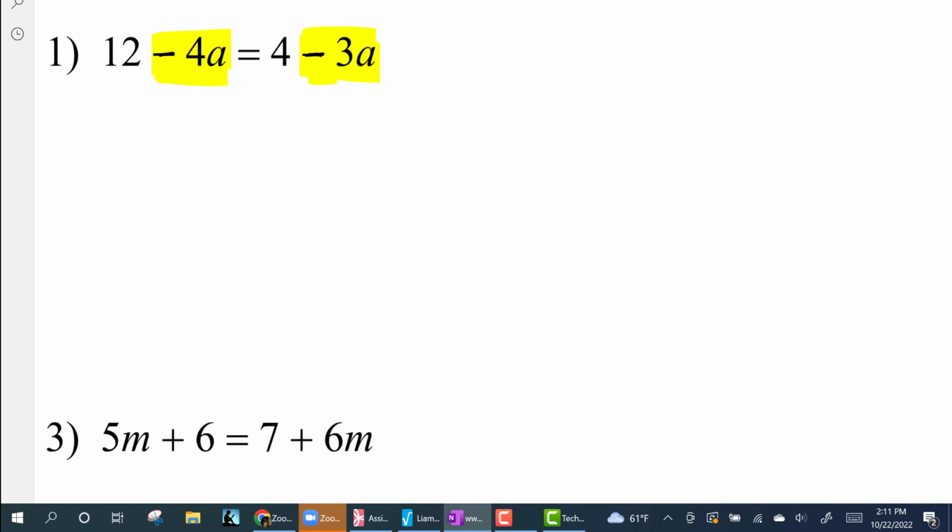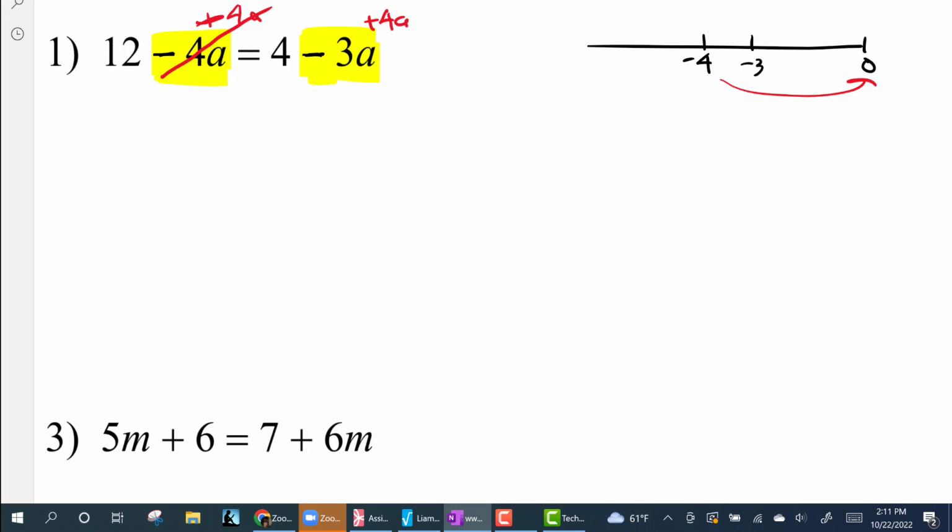Well, negative 3a, if you look at a number line, negative 3 is a bigger number than negative 4. It's closer to 0. So I recommend moving. So add 4a to both sides. And then notice when you do that, negative 4a, if we take negative 4 and add 4, we're at 0, right? So that cancels, and that leaves 12 is equal to 4, negative 3a plus 4a.